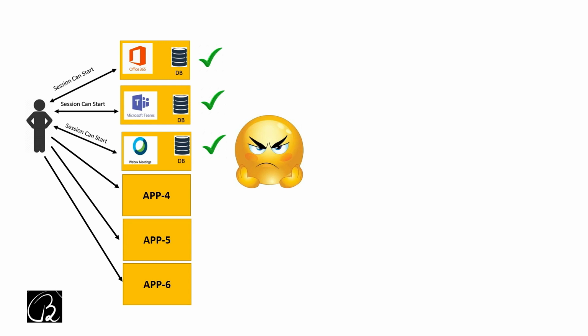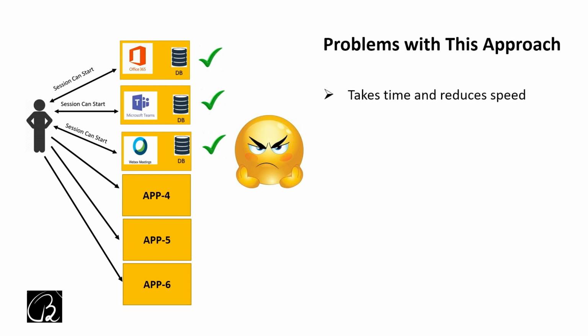Okay, now let's look at all those problems with this current approach. Here it is. So the first problem would be, it takes time and reduces the speed. It means for all the applications you have to provide your credentials, right? And you have to remember the password, you have to provide your username and password for all the applications if you follow the same process for all the applications. So that is why it takes time, and because it takes time, it reduces the speed as well. So that is the first problem.